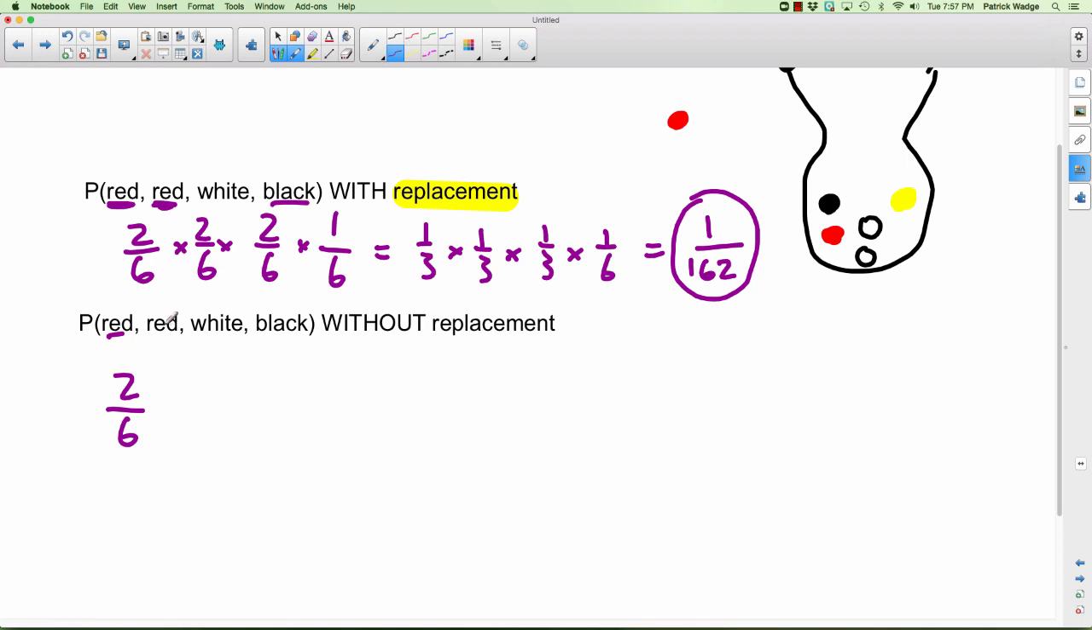Now when we go to the second marble, another red one, what do we have? Well, there's not 6 left in there anymore. There's only 5 left in there. And how many of them are favorable? Just one, that red one. Let's get rid of that red one. And we go on to the next thing.